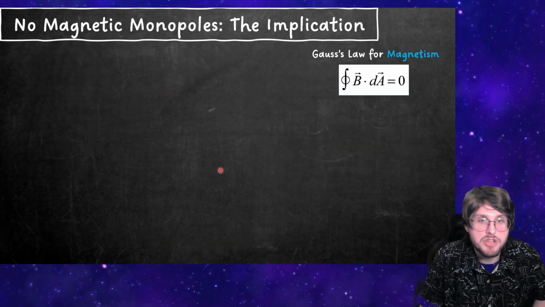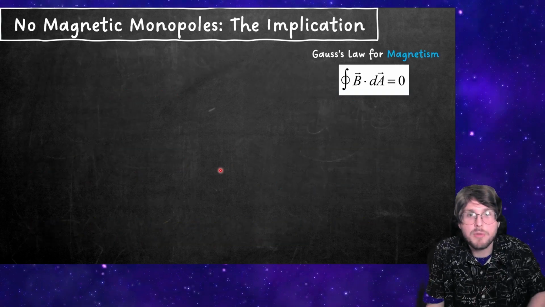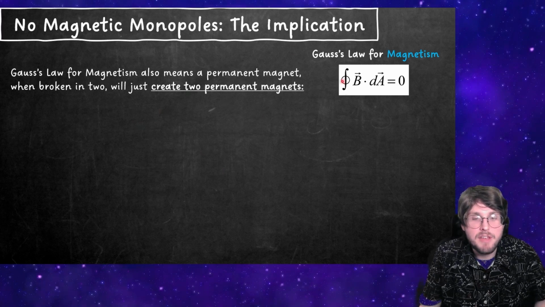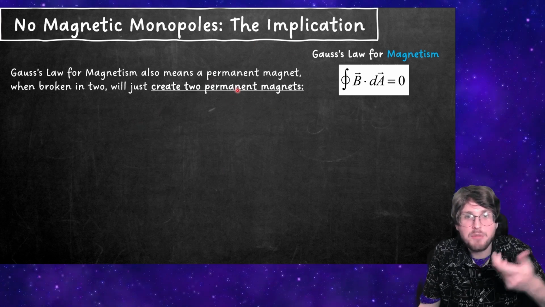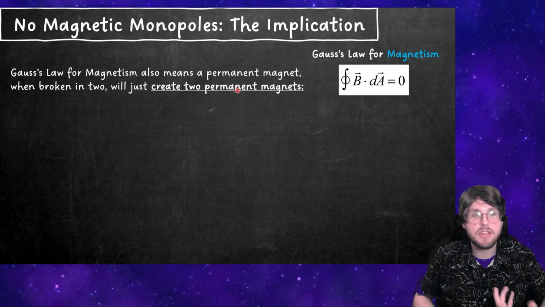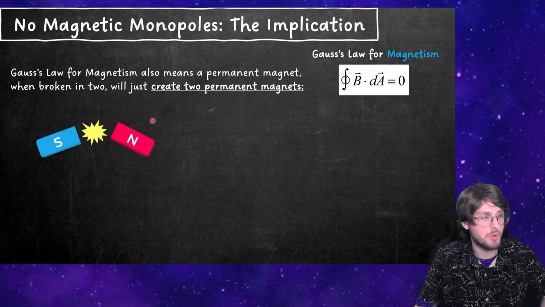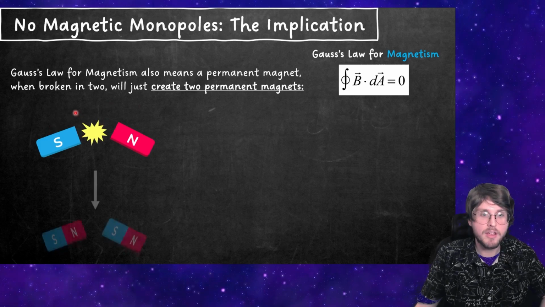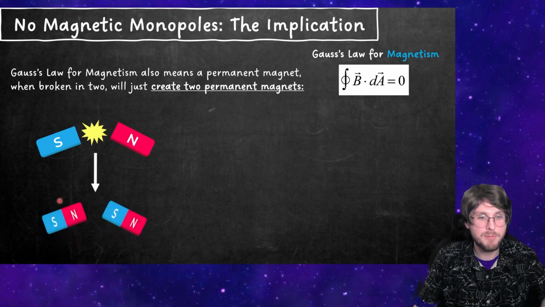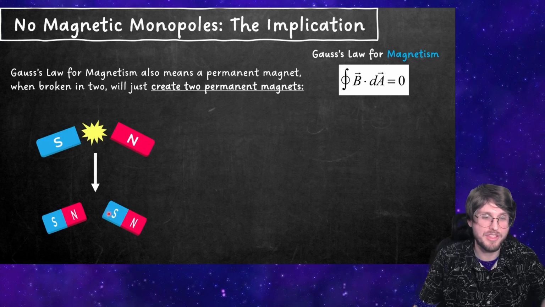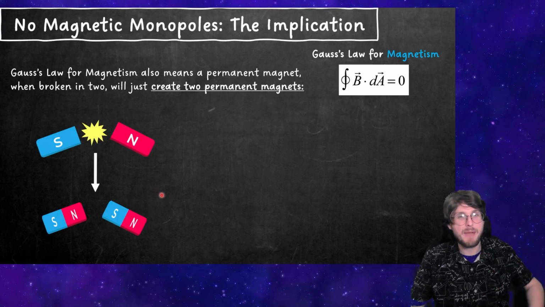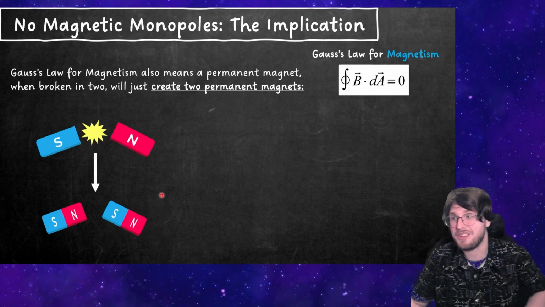Now, the other implication with magnetic monopoles has to do with breaking magnets. If we can't really have just the North Pole, that implies that if we were to take a bar magnet and snap it in half, we wouldn't have just a North Pole and a South Pole. They would actually turn into two separate bar magnets, both with their own North and South Pole. You can try this if you have a magnet that you're willing to break. I personally don't want to break any of mine.